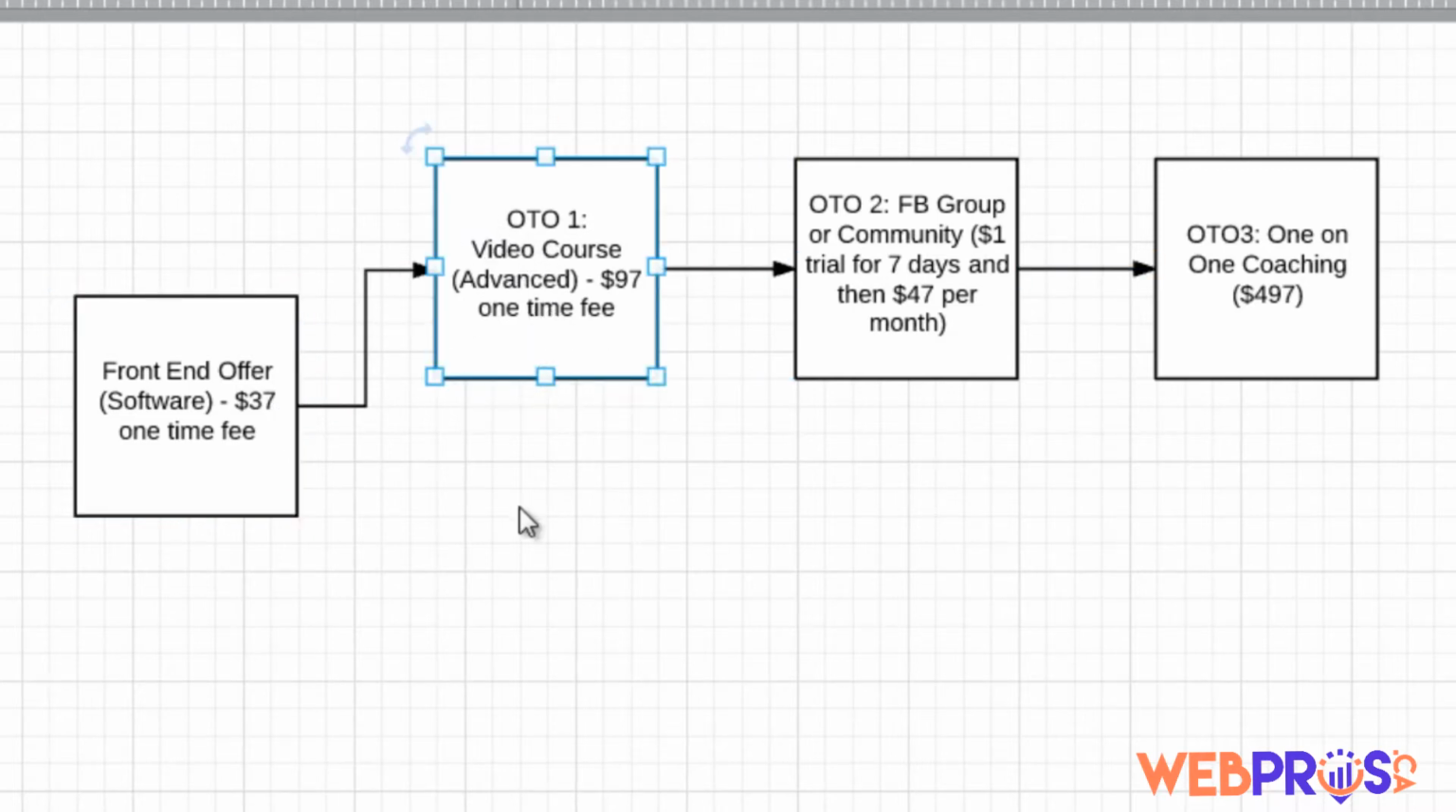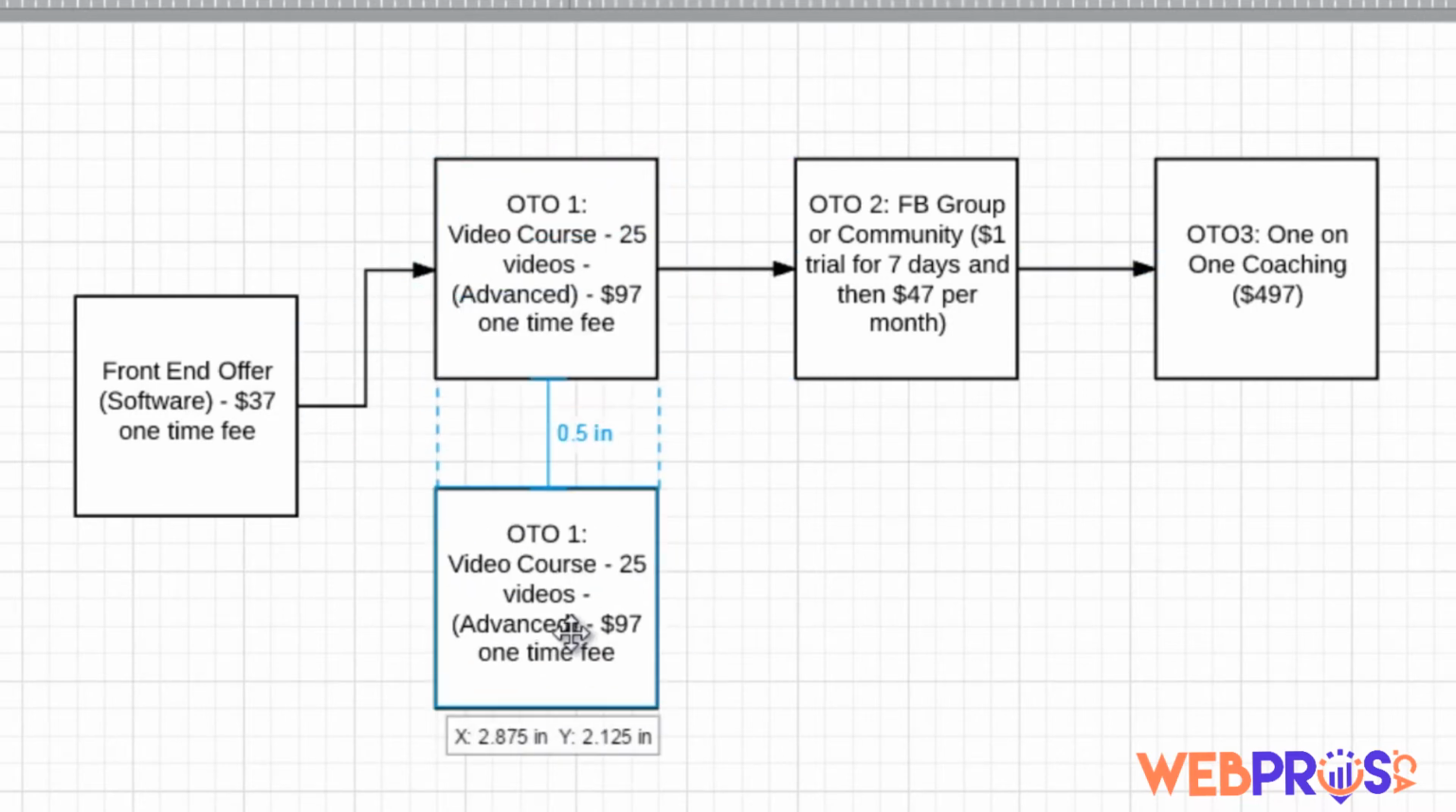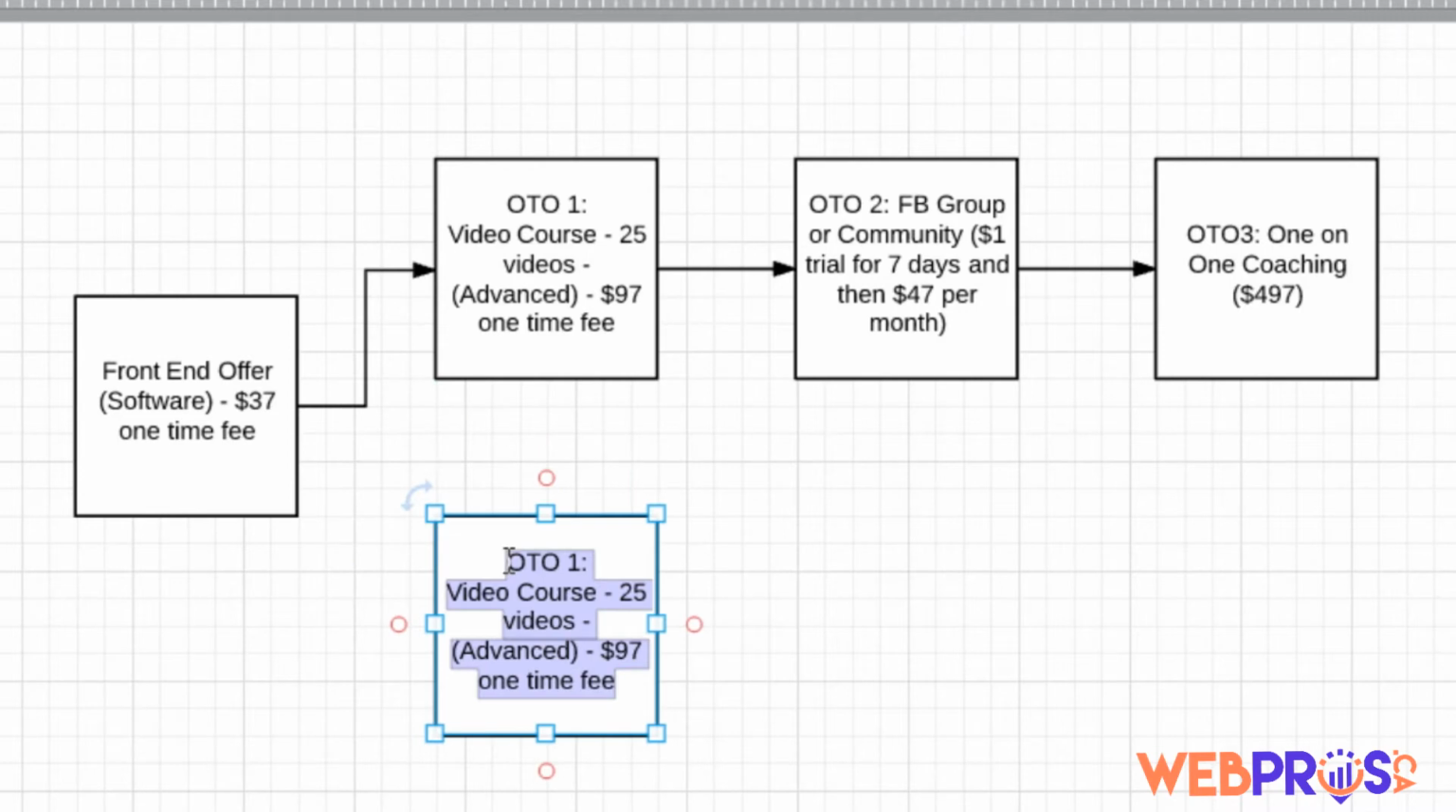But let's say, for example, somebody doesn't want the one-time offer. Okay, so let's say this video course has 25 videos and it's an advanced course. And if somebody says no, you can offer what we call a downsell.